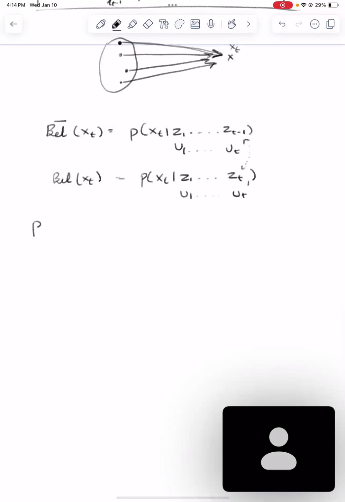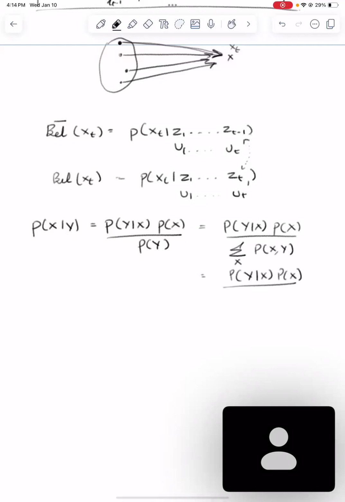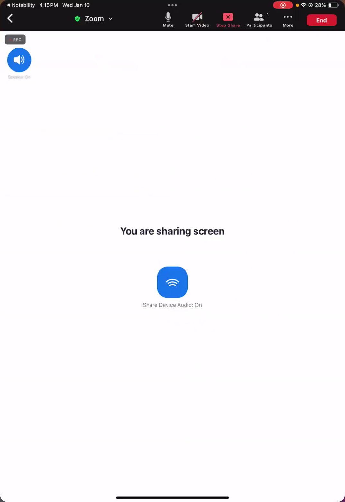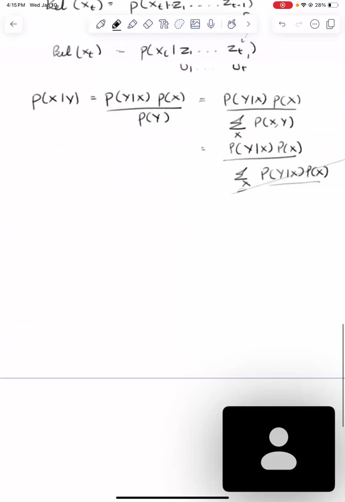The key mathematical property we're going to use here is Bayes' rule. Bayes' rule says P of x given y is P of y given x times P of x divided by P of y. And you can write this also as P of y given x times P of x divided by the sum over x of P of x comma y, which is the sum over x of P of y given x times P of x. So you can think of it as taking the joint, summing over all x's, and dividing by that. The denominator is often called a normalizing constant because it doesn't depend on x, since you're summing out over all x's. We often denote it as eta, but we'll get to that in a second. So this is the normal version of Bayes' rule.